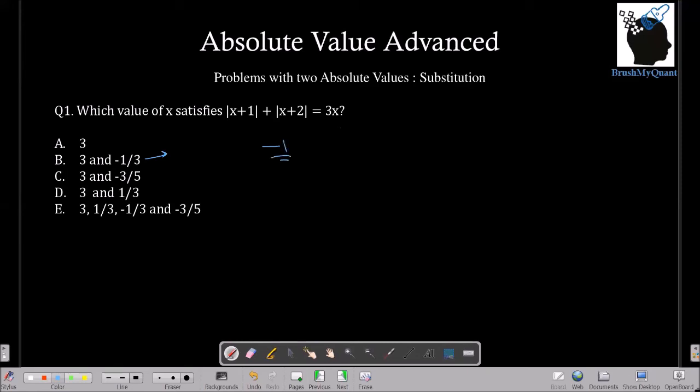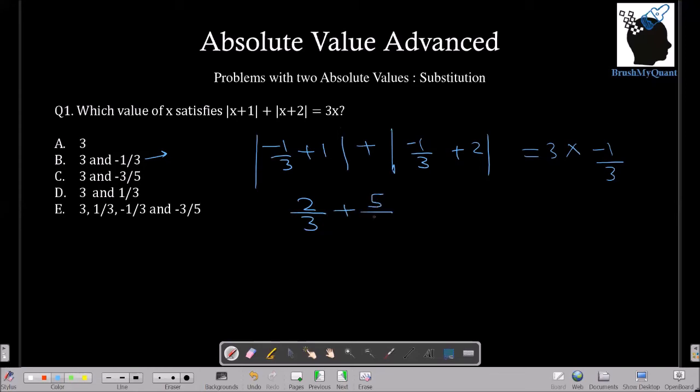So it will give us mod of minus 1 by 3 plus 1 plus mod of minus 1 by 3 plus 2 is equal to 3x, which is nothing but 3 into minus 1 by 3, or 2 by 3 plus 5 by 3 is equal to minus 1. Definitely that won't be true because the left hand side is positive and the right hand side is negative. So minus 1 by 3 is not an answer choice. So B goes, even option number E goes. Now it's just between 1 by 3 and minus 3 by 5.